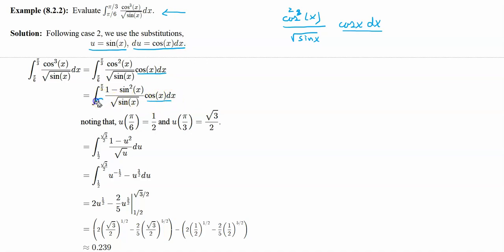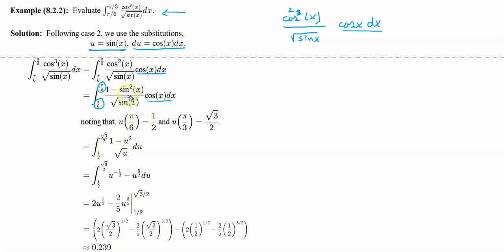Now let's see how our limits of integration change. Okay, those two are going to change under this substitution. So u of pi over 6, if I put pi over 6 in for x, the sine of pi over 6 is 1/2. So this will become 1/2. Right there we have it. And if we put pi over 3 in for x here, the sine of pi over 3 is root 3 over 2. Okay, so there you go. We changed the limits of integration to 1/2 and root 3 over 2.